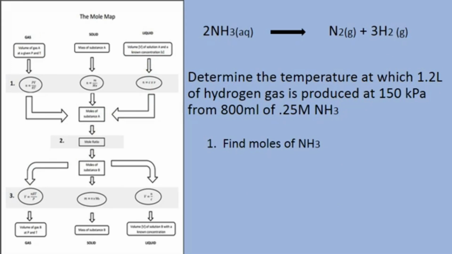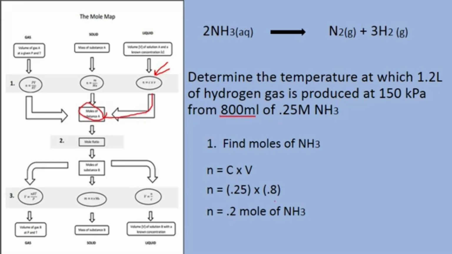We have our formula right on the mole map, n equals C times V. If you look to the question, we are given the concentration as 0.25 and the volume is 0.8. So what I did was I changed 800 mL to 0.8 liters. I need to work in liters in this question. Multiply those together, we got 0.2 moles of NH3. So we proceeded from our first step.